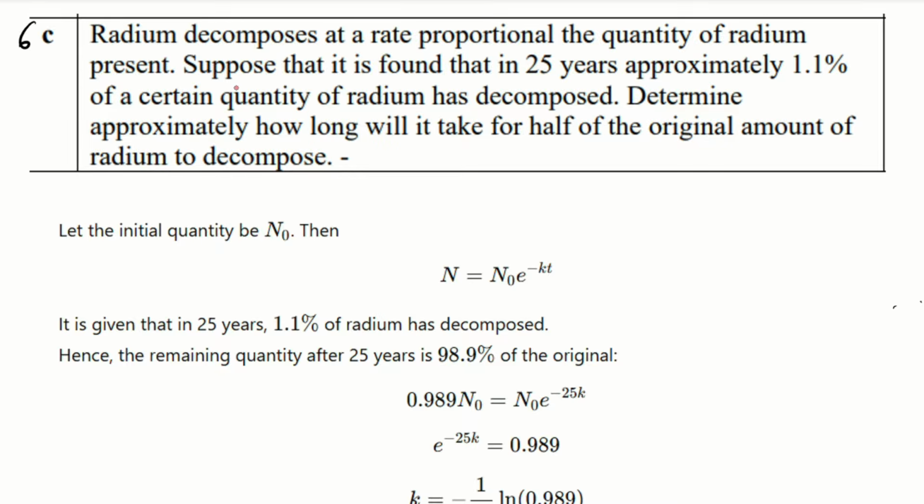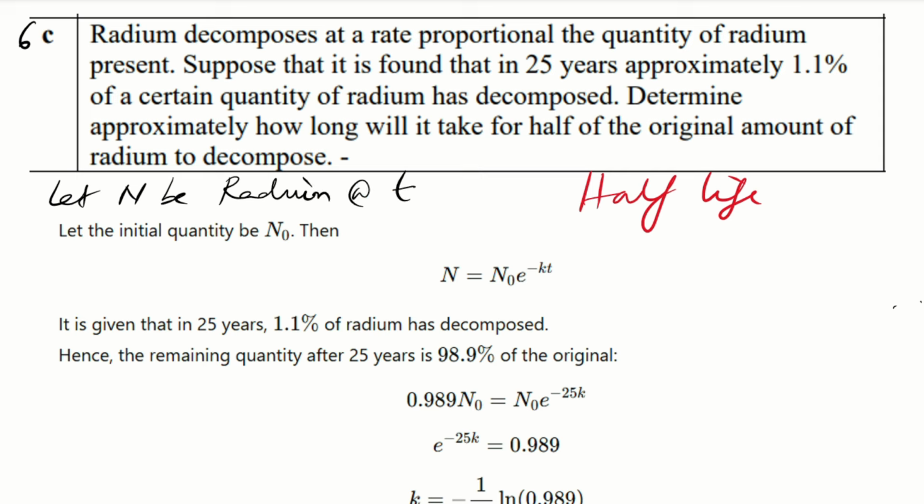Question number 6C. It says radium decomposes at a rate proportional to the quantity of radium present. Suppose that it is found that in 25 years approximately 1.1% of a certain quantity of radium is decomposed. Determine approximately how long it will take for half of the original amount of the radium to decompose. This is a problem on half-life.